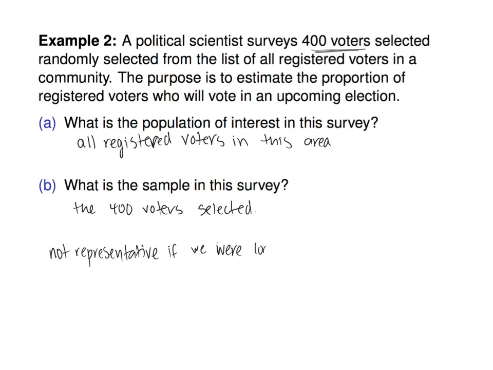If we were looking at all eligible voters, so, for example, people who had never voted before, which could be because they're young or just because they never have wanted to, that would not be representative of eligible voters, but is representative of registered voters. So the population you're looking at determines whether or not the sample is representative.